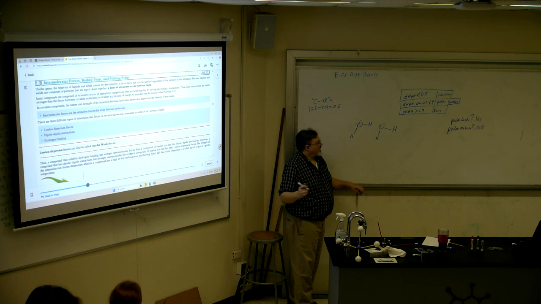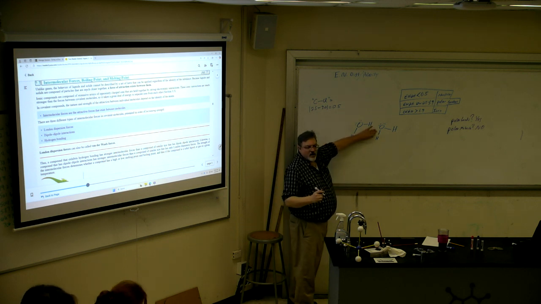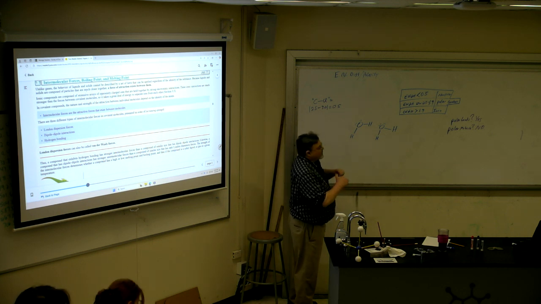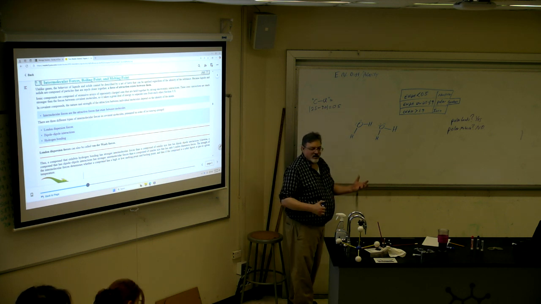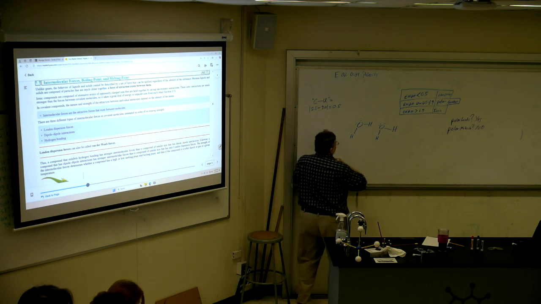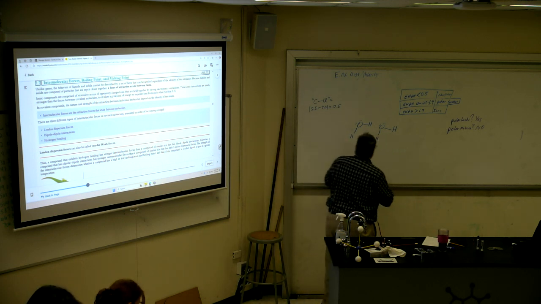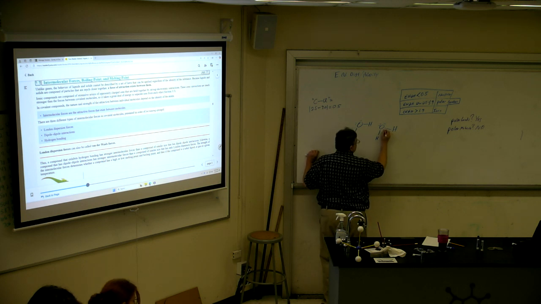If I pulled up the periodic table and I said, okay, is this a polar bond? You would find that this is a polar bond. Hydrogen to oxygen is a polar bond. If you have a bunch of water together, say in a beaker or in a glass of water, you have this attraction. Let me sketch in the dipoles.